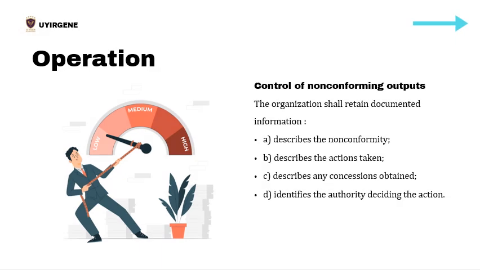The organization shall retain documented information that describes the nonconformity, describes the actions taken, describes any concessions obtained, and identifies the authority deciding the action in respect of the nonconformity.